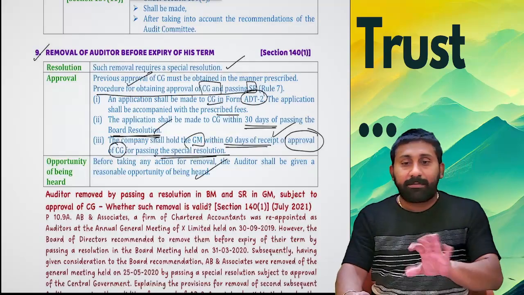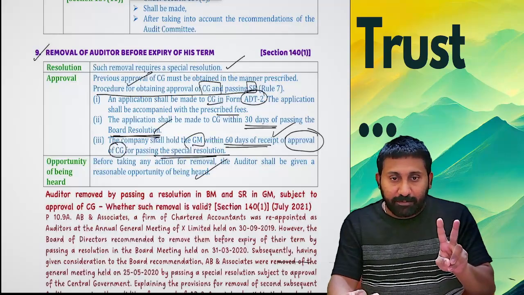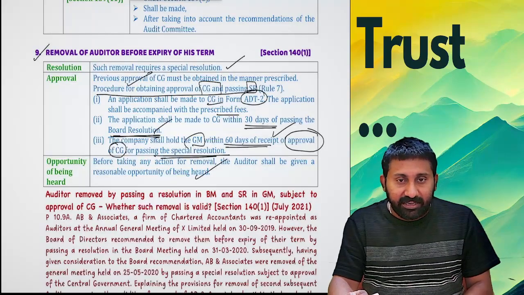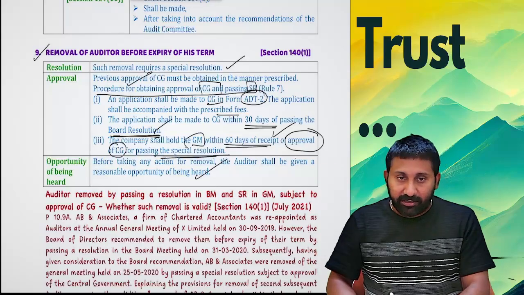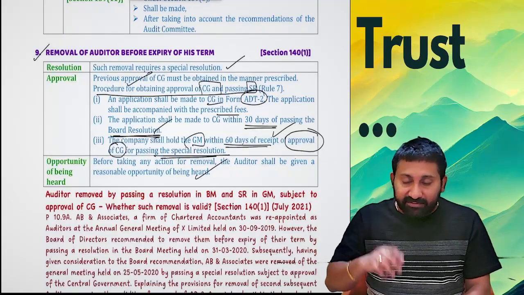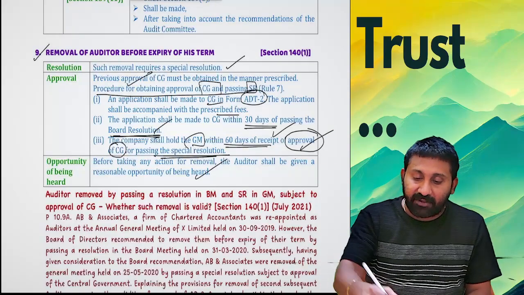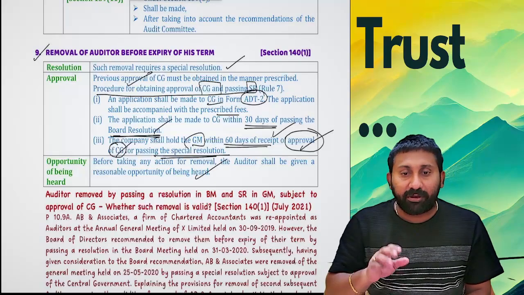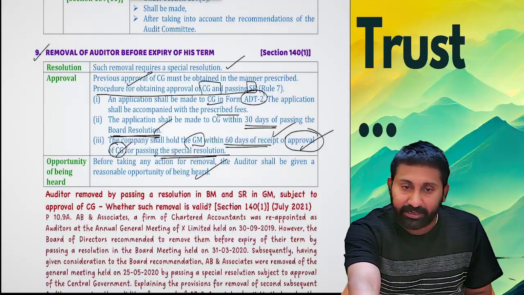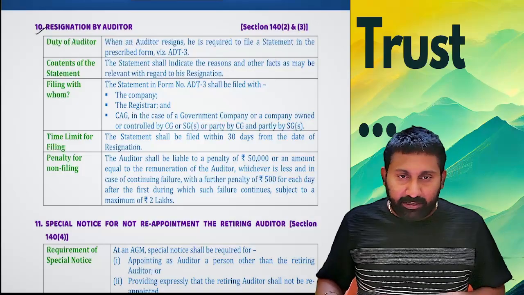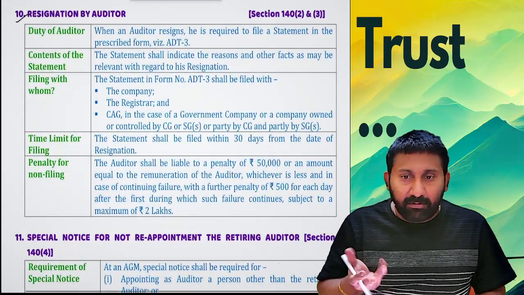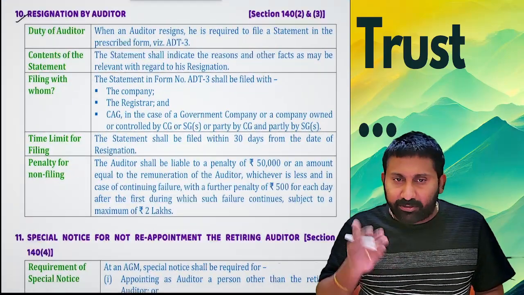Okay. So to summarize: special resolution, CG approval. Apply to the CG in form ADT2. Within how many days? 30 days of board resolution. After that, conduct the EGM within 60 days of receipt of approval of central government. Before removal, give him an opportunity of being heard. Next one. Resignation of auditor. Can an auditor resign? Why not? Like a director, auditors also can resign.